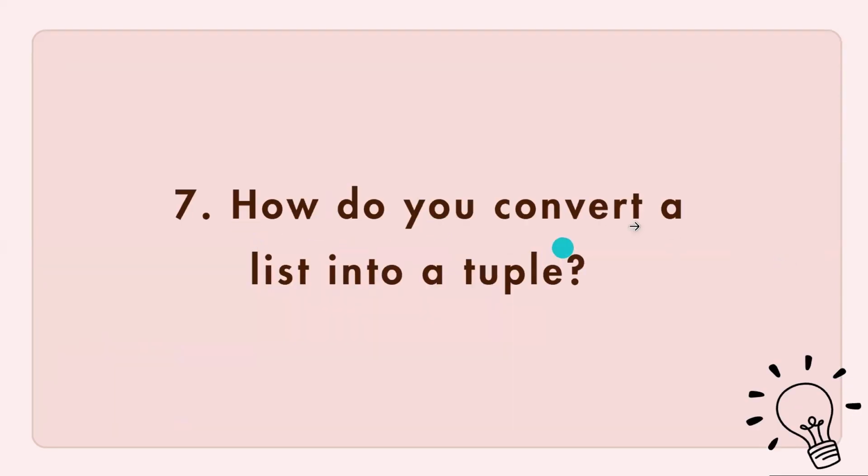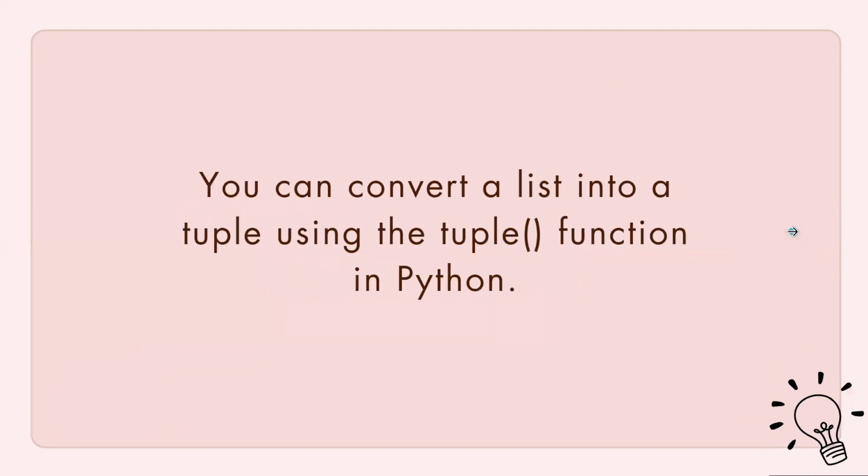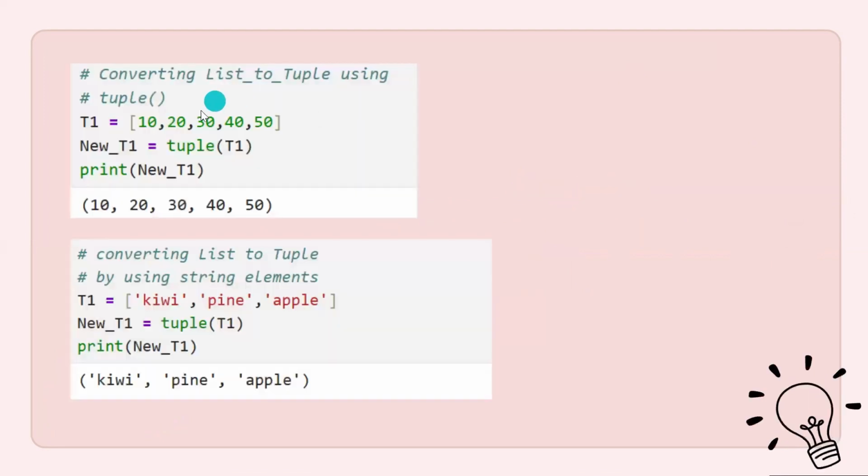So how do you convert a list into a tuple? Now let's see the answer. You can convert a list into a tuple using the tuple function in Python. So this method converts a list to a tuple using the tuple function. Here T1 equals, we are creating a list here, right? And next, new T1 equals tuple of T1. Print new T1. This is the output of this program.